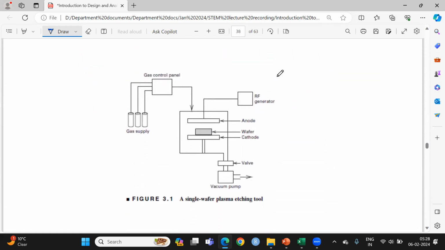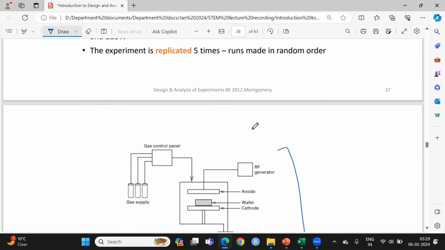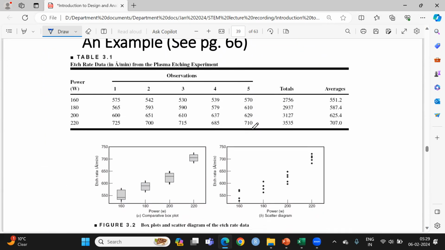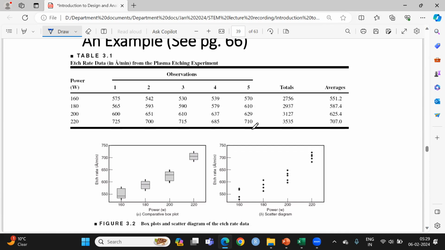So this is a graphic representation. You can see that we have RF generators, and the output is coming here, anode, wafer, cathode, right? So the final output is coming here. We want to see if there is any difference in one component value, whether it leads to a significant difference in the final output or not. So we are taking the example of RF power here. With a change in the RF power, whether it leads to a significant difference in the final output or not, our main objective is that one.